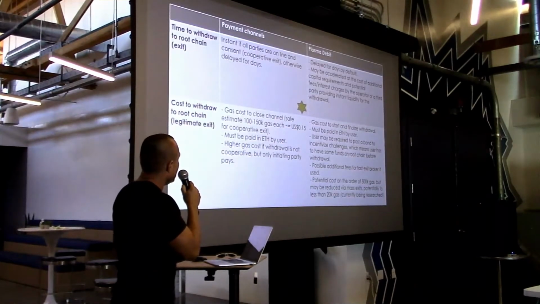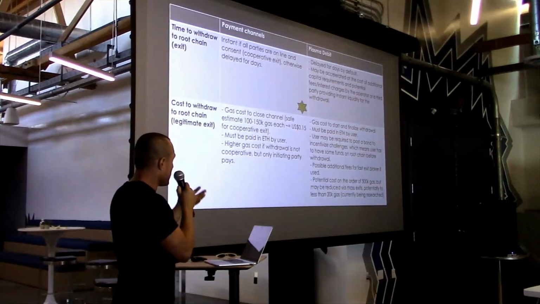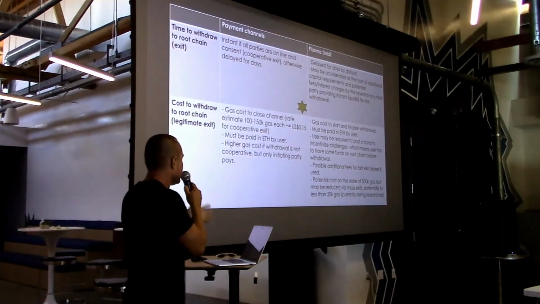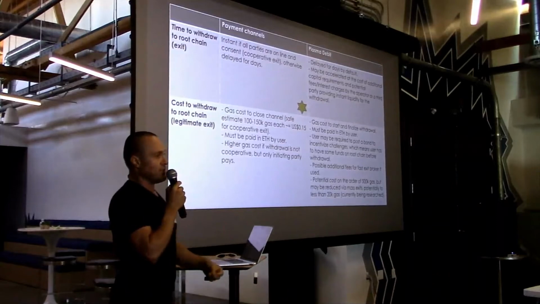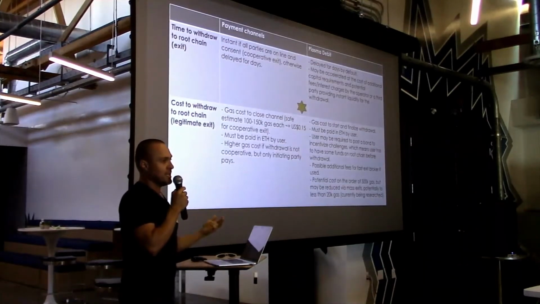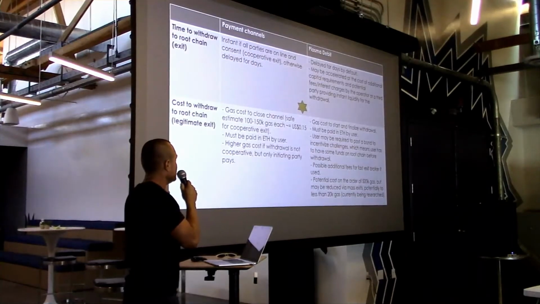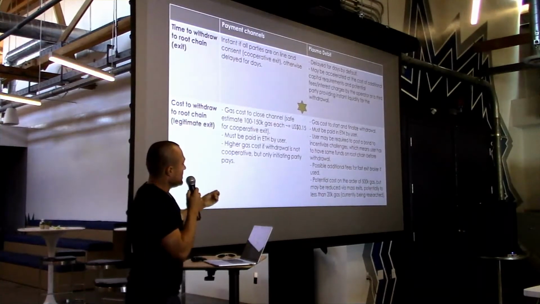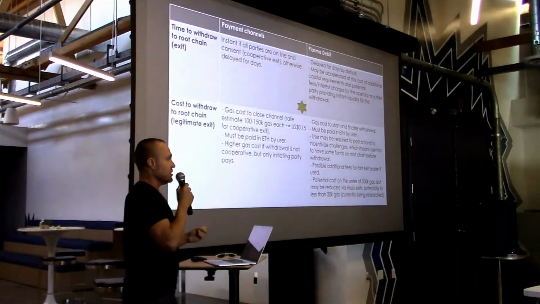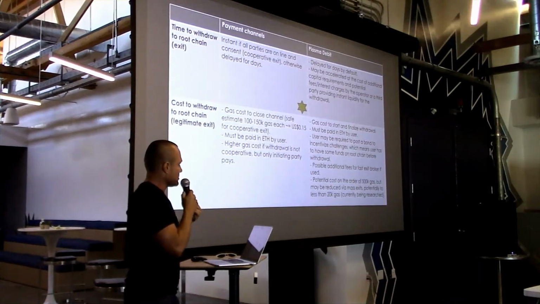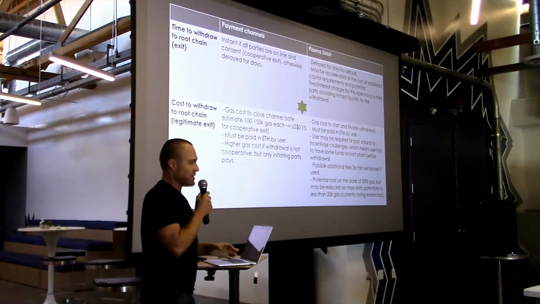So exiting or withdrawing your funds to the root chain if you want to take your funds out of a payment channel. If both parties are cooperative or online and agree to close the channel, they can do it instantly, within milliseconds. But if one party's offline, let's say Alice and Bob transacted, and then Bob goes offline, Alice wants to close the channel and withdraw her funds, that's going to take days. It's a delayed exit. With Plasma, you're delayed for days by default. So the default case is it takes you days to get your money out.